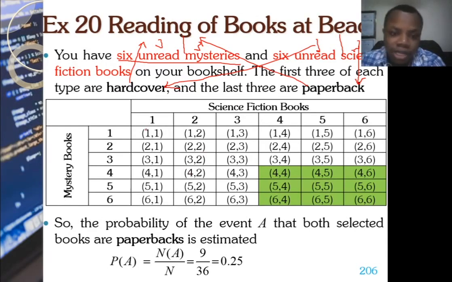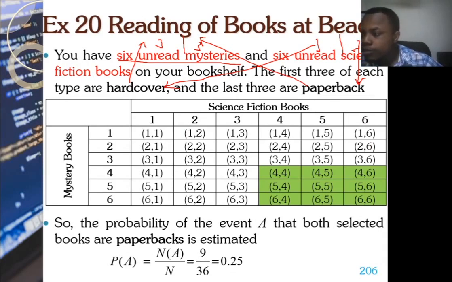So in this case we could have 1-1, and that is book 1 from the mystery books and book 1 from the science fiction books. So these are the various combinations that we could select to go to the beach with. So in all this, you can see that we have 36 outcomes.